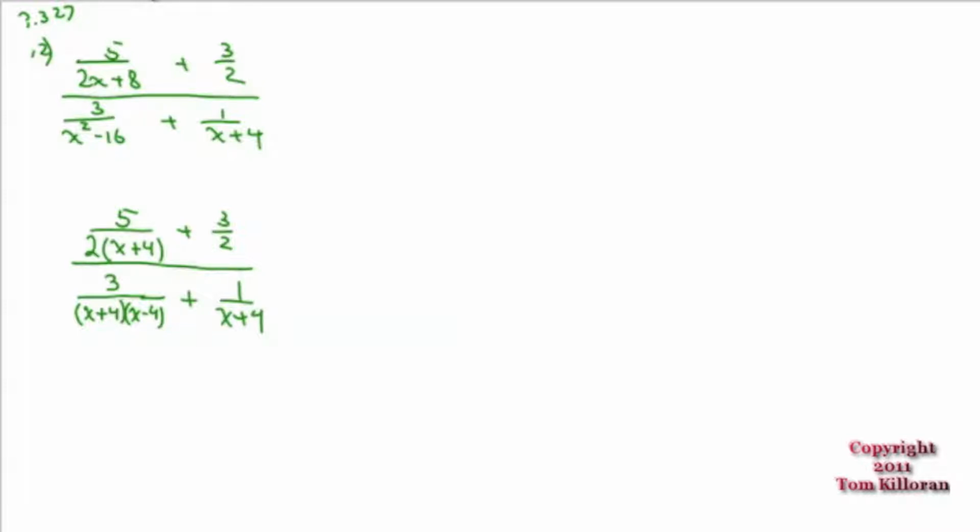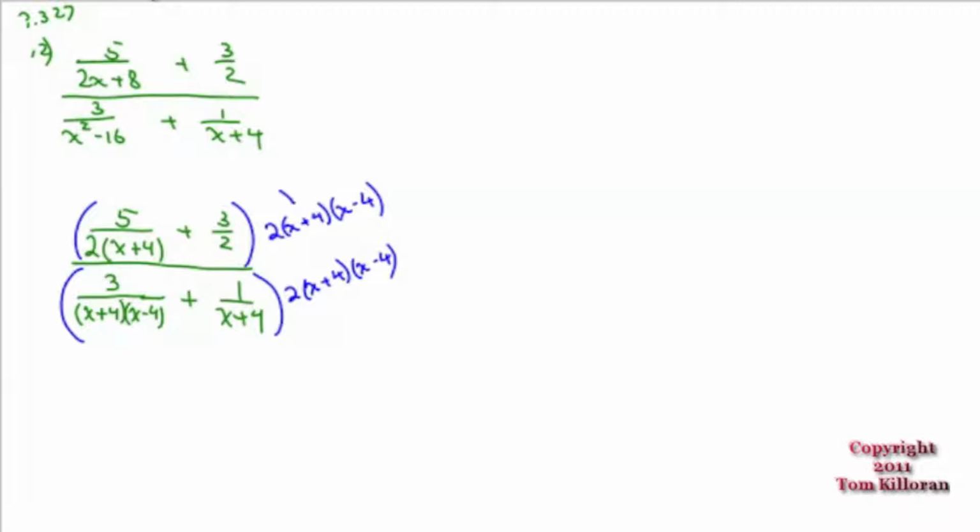Now, what is the common denominator? 2, x plus 4, x minus 4. So I'm going to do this without writing it all over the place. I'm just going to put it over here. So it's 2 times x plus 4, x minus 4. And we're going to distribute it top and bottom. Sometimes writing it by every single term is nearly impossible, so this is the other option. And then just distribute it.